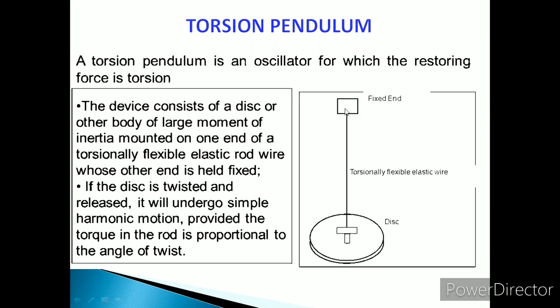This is a simple fixed end. At the other end, we fix a circular metal disc. This is a torsionally flexible elastic wire. This is the simple metal disc that is attached to the free end, and the other end is a fixed end. Therefore, the torsion pendulum is a simple oscillator for which the restoring force is nothing but a torsion. The torsion is produced due to restoring forces. Here, the device consists of a disc or a body at the free end and the other end is fixed. This is the simple diagram of a torsional pendulum.